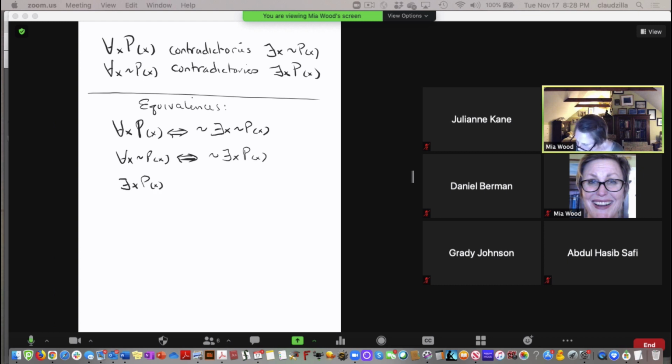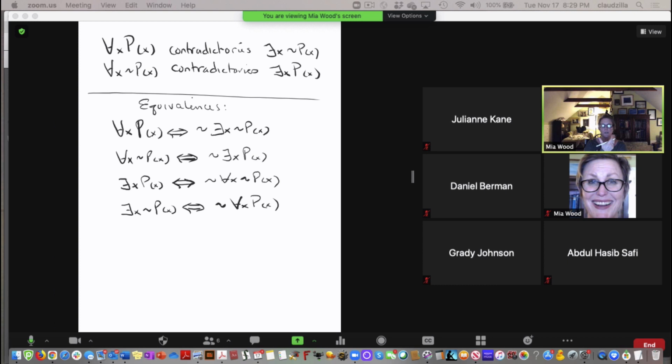There is at least one thing that is P is equivalent to, it's not the case that everything is not P. And something is not P is equivalent to, it's not the case that everything is P. Right, so you can see how you're pushing negations through, and as you're doing that, changing the quantifier.